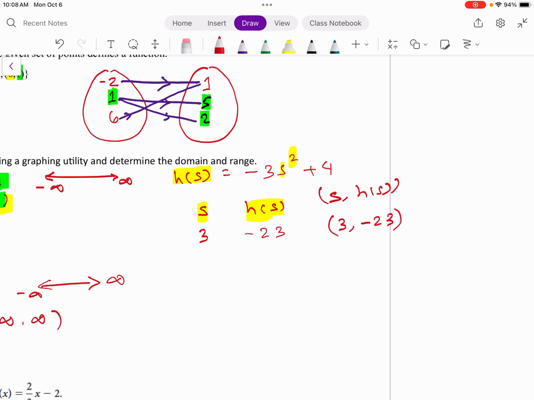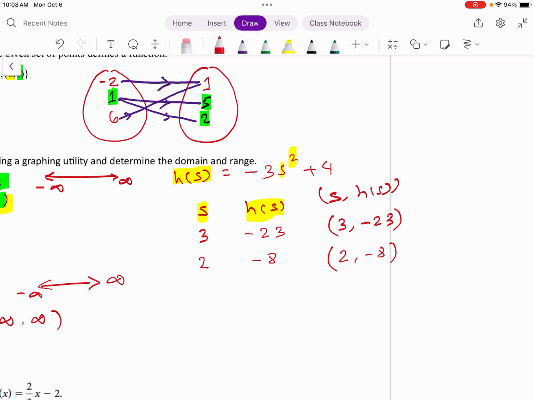Now let's take our input s equals 2. If our s is equal to 2, what will be the output? You replace s by 2. We have negative 3 times 2 squared. 2 squared is 4. Negative 3 times 4 is negative 12 plus 4, that is negative 8, right? So 2, negative 8 is the second point. Now since this is not a straight line, we need more points here, okay? If you have more points, you'll get the exact graph.